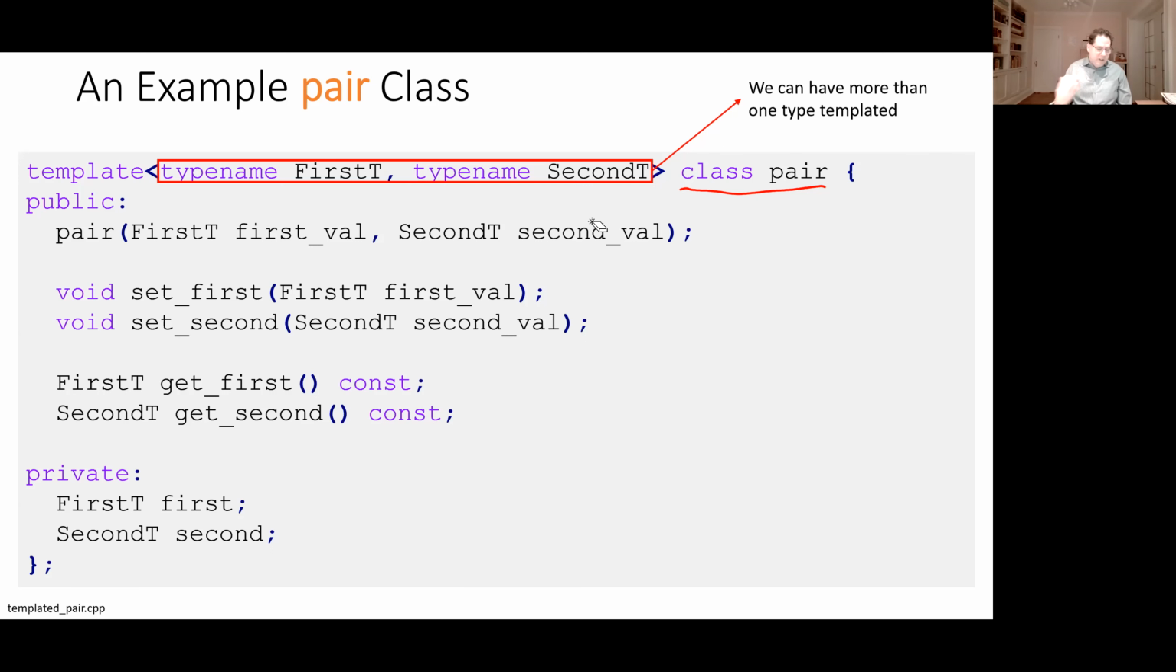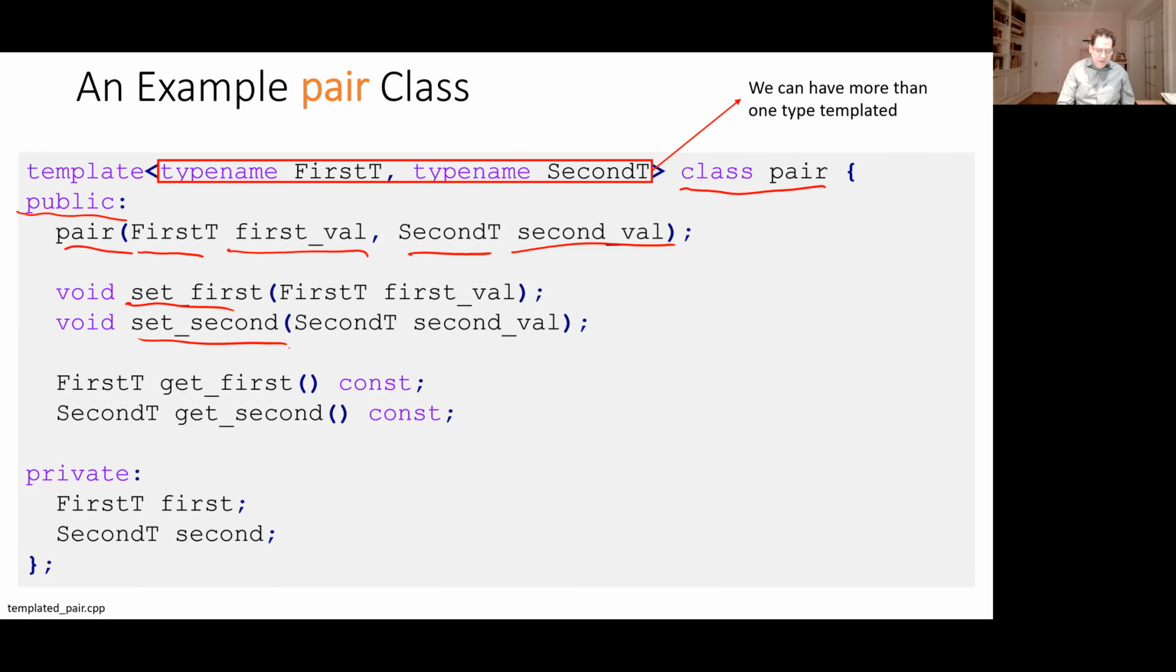Okay, and then we write the class as we normally would. I'm going to make some public functions, and I make a constructor. So the constructor basically will create an object, and I'm going to say this constructor takes 2 parameters. It takes a first val and a second val, and that's of type first T and second T. So all this says is it takes something of the first type and something of the second type, and it'll construct an object. So it's a recipe for making a constructor.